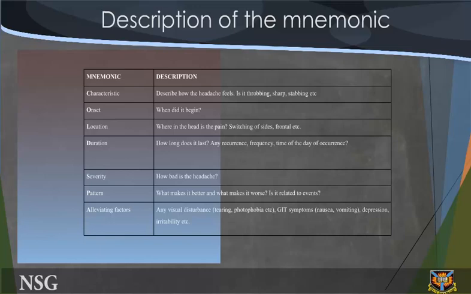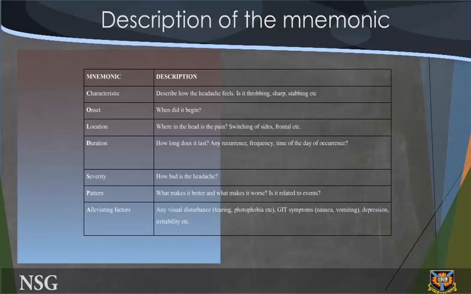Characteristic. Describe how the headache feels. Is it throbbing, sharp, stabbing, etc.? Onset. When did it begin? Location. Where in the head is the pain? Switching of sides, frontal, etc. Duration. How long does it last? Any recurrence? Frequency. Time of the day of occurrence.